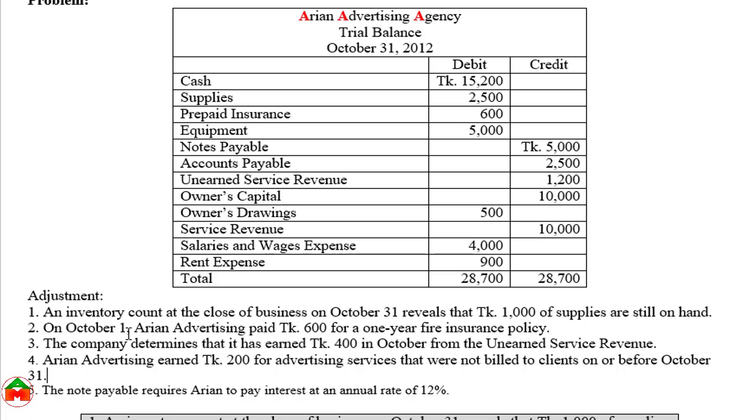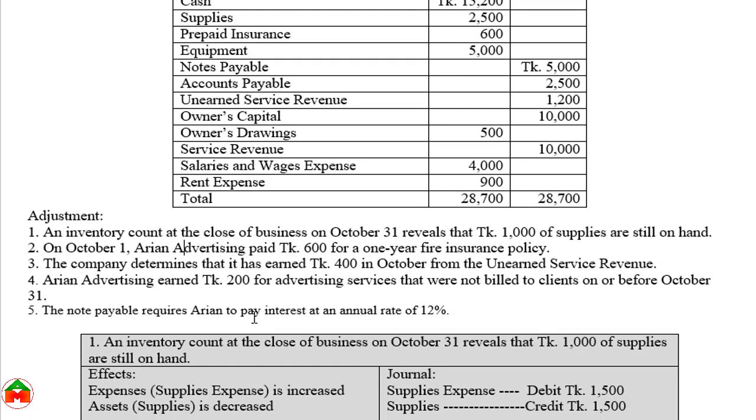Number 2 adjustment is on October 1, Aryan Advertising, this is the company name, don't be confused. Aryan Advertising paid Taka 600 for a 1 year fire insurance policy. Number 3 is the company determines that it has earned Taka 400 in October from the unearned service revenue. Number 4 is Aryan Advertising earned Taka 200 for advertising services that were not billed to clients on or before October 31. And the last one is the notes payable requires Aryan to pay interest at an annual rate of 12%.